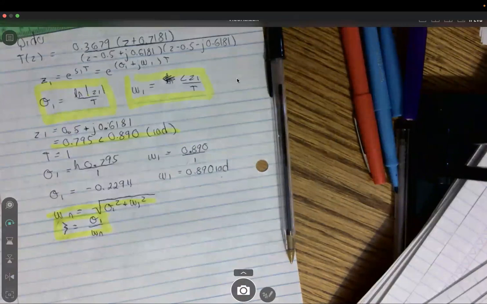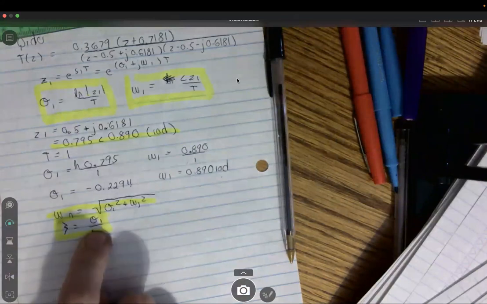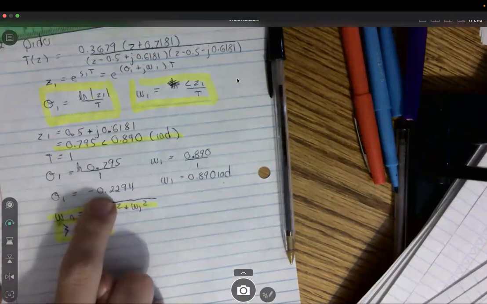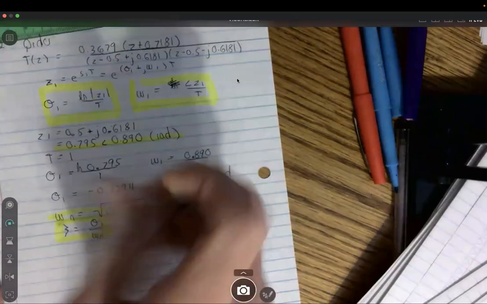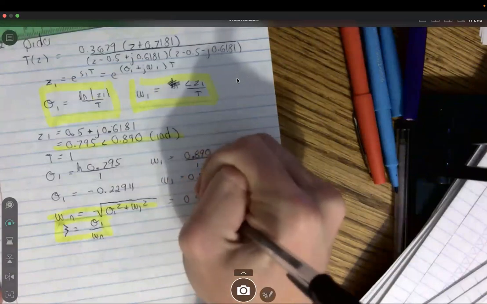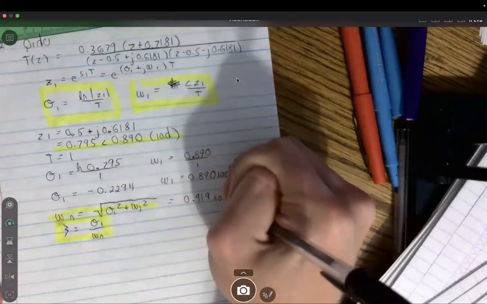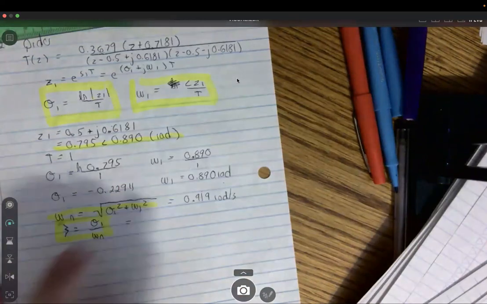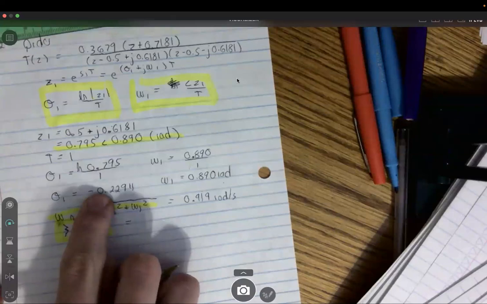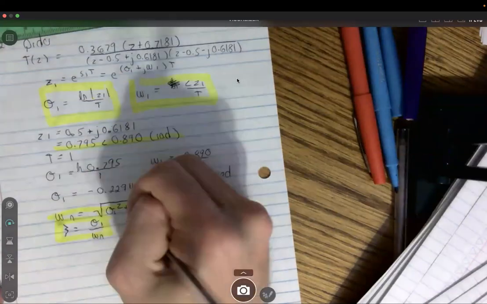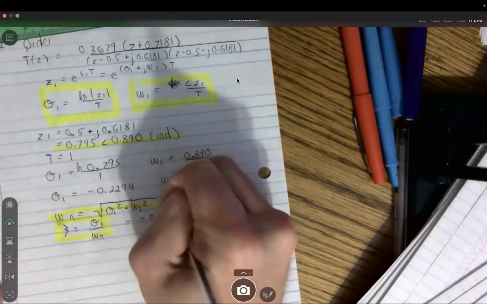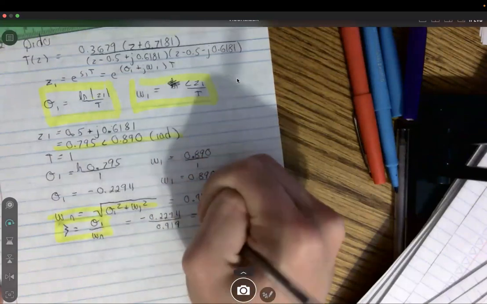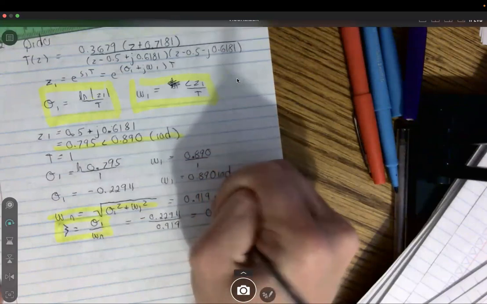So these are what you need to know for second order systems in order to determine their response characteristics. And so from here, if we have to solve for our omega n, you take the square root of this squared plus this squared, and you're going to get 0.919 radians per second. And then for sigma 1 divided by omega n, it's going to be negative 0.2294 divided by 0.919. When you plug that in, you're going to get about 0.25.